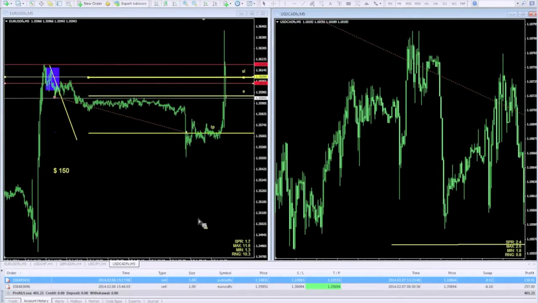So the whole idea is, don't turn a winning trade into a losing trade. And I tried to wait as long as I could so the participants in the room could see what my reasoning was.